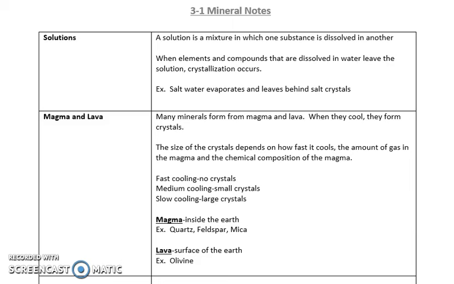Just as a review, some people get confused between magma and lava. Magma is what cools inside the earth. Examples, quartz, feldspar, and mica come from magma, which is cooled inside the earth. If it's actually outside of the earth, on the surface of the earth, we call that lava. And olivine is an example of a mineral that forms from lava on the outside of the earth's surface. Okay? So there's our basic mineral notes.